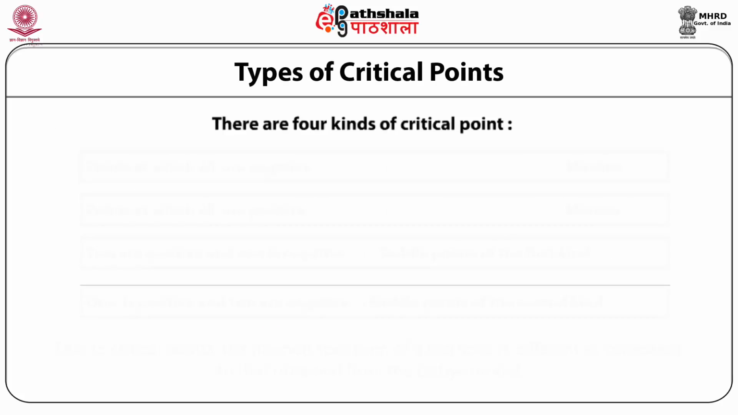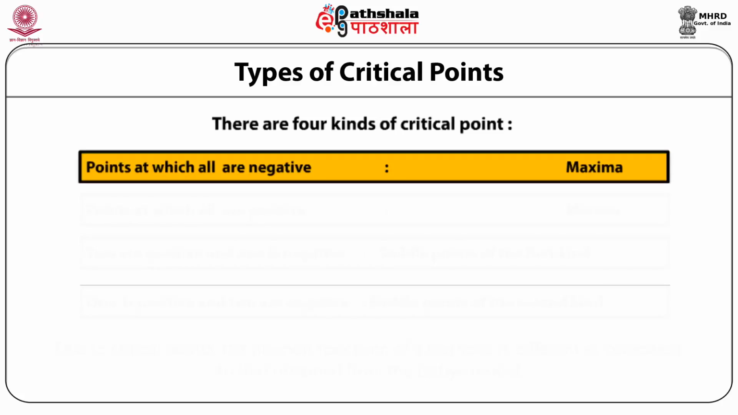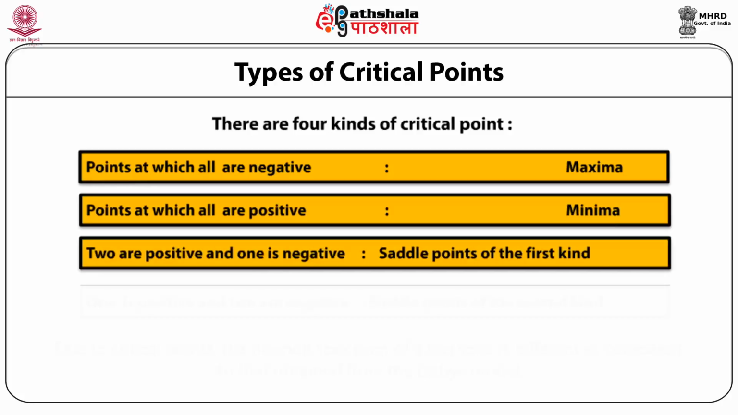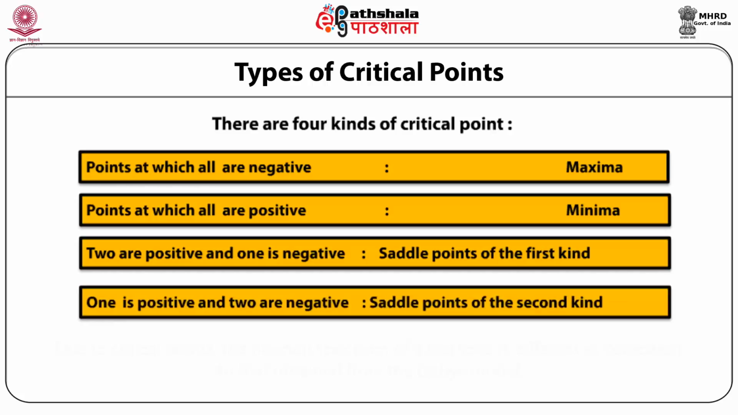There are four kinds of critical points. First one is the point at which all beta i are negative. This is called the maxima. Second, points at which all beta i are positive, which is called the minima. Third one is where two beta i's are positive and one is negative. This is called the saddle point of the first kind. And the fourth one is where one beta i is positive and the other two are negative, the saddle point of the second kind.